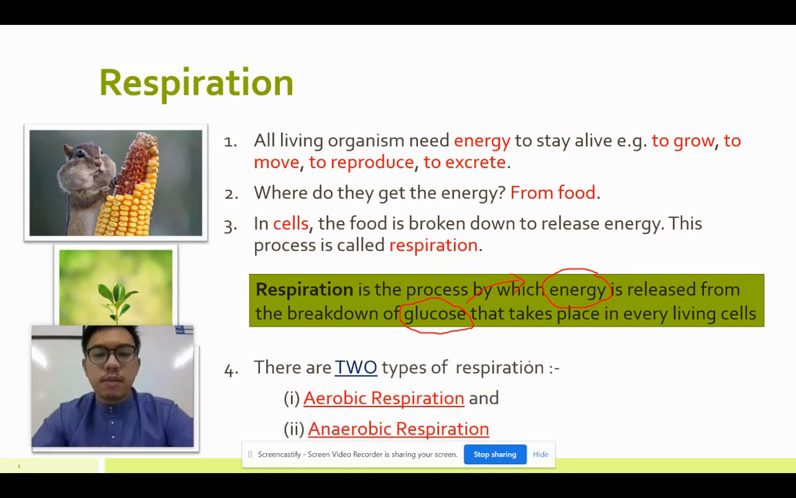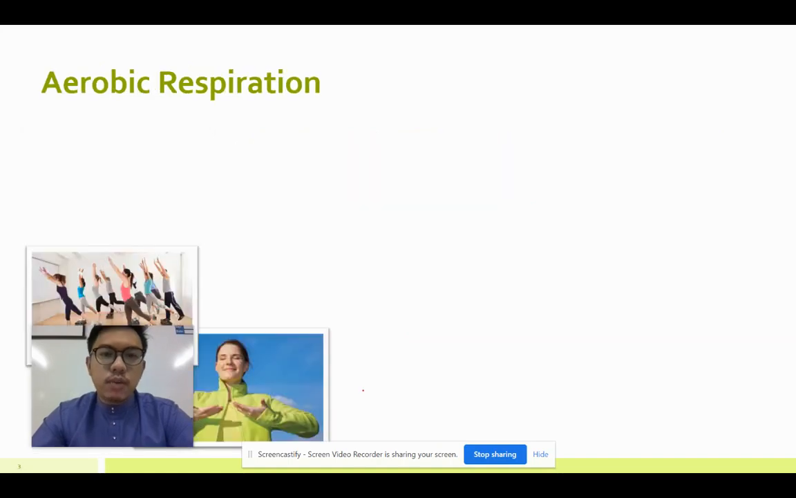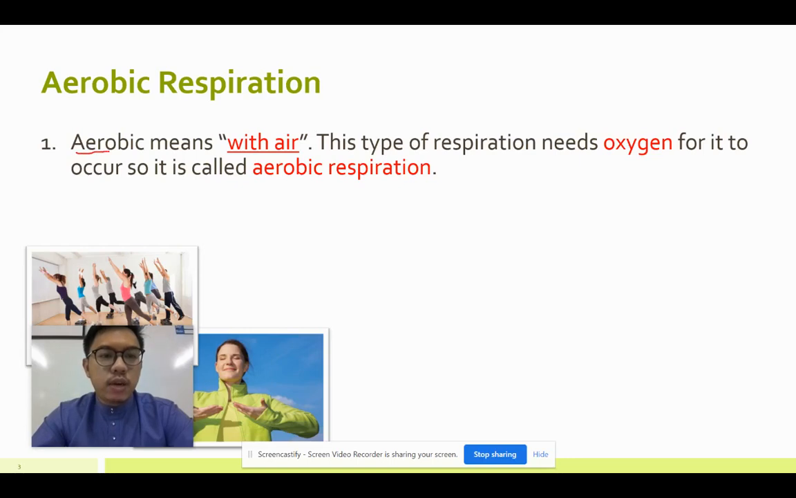There are two types of respiration. There's aerobic respiration, which is the first one here, and then there's anaerobic respiration. Today we're going to talk about aerobic respiration, and then on Saturday we're going to talk about anaerobic respiration, which is the other one.